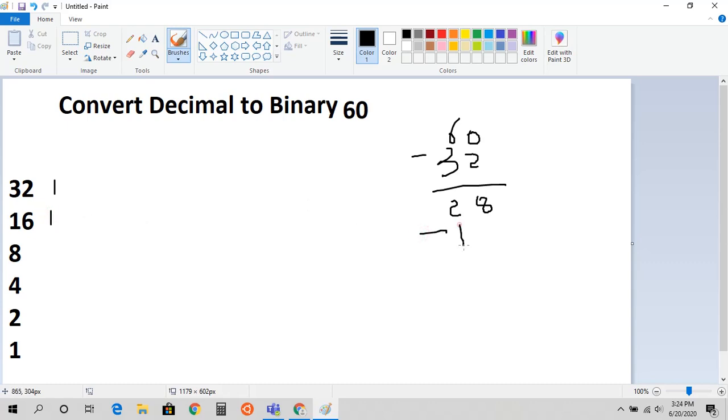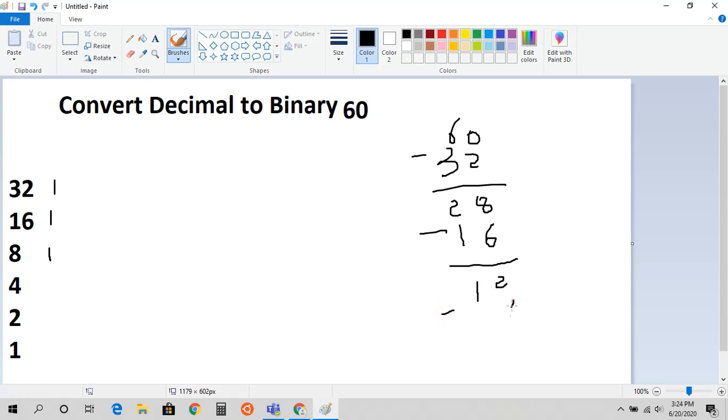28 minus 16 gives 12. Okay, what is our next number? 8. So 8 is less than 12. Yes, 1.